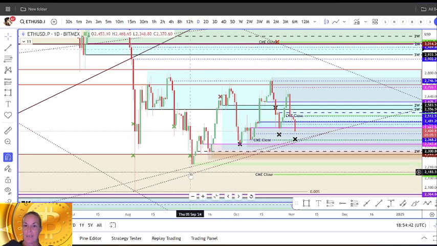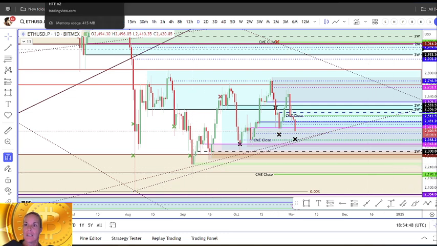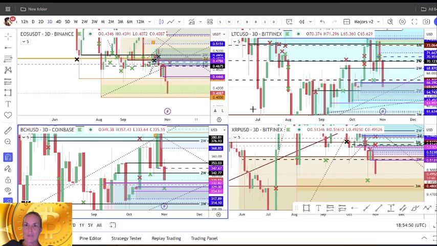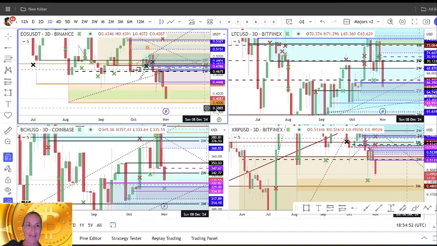And then, the CME gap that we had at the bottom of here could also be closed, and that's again one of my reasons why I lack confidence. So I think there's not much more that can be said on Ether. The majors, again, I'll quickly run through.